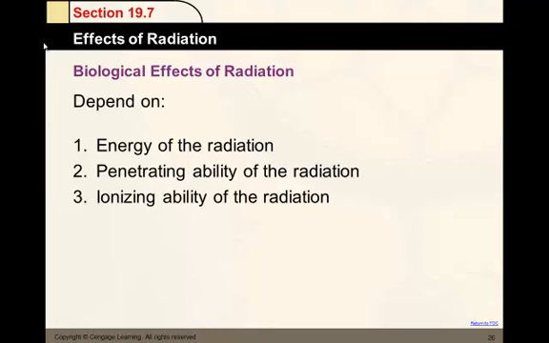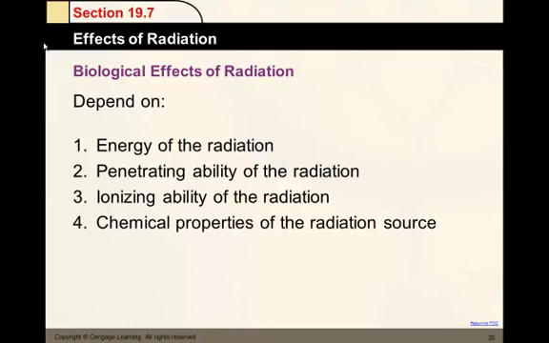Energy coming from the sun. The low energy waves are non-ionizing radiation, but the high energy, the ultraviolet rays, those damaging rays from the sun, and gamma rays are ionizing. And so if it's ionizing radiation, it can have the potential to do cellular damage. And of course, the effects of radiation depends on the chemical properties of the source itself.